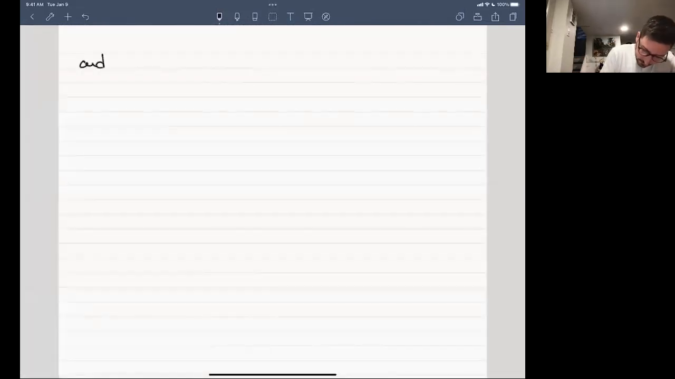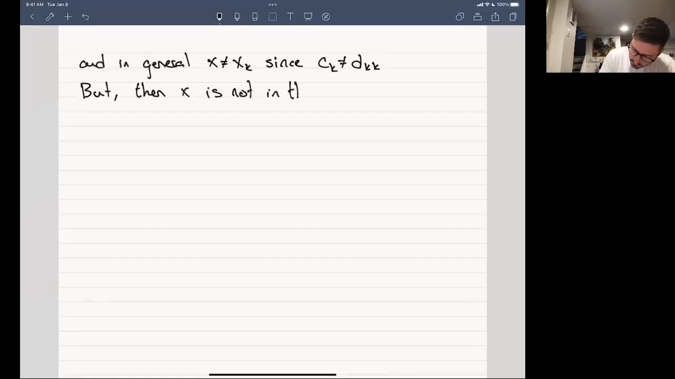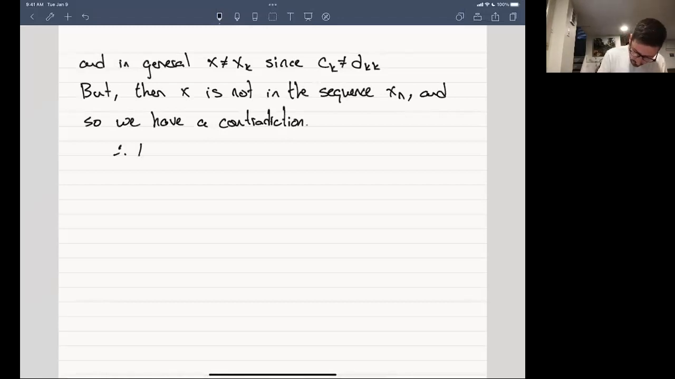And in general, x does not equal xk since ck does not equal the kth element in the decimal expansion of xk. But then x is not in the sequence xn, and so we have a contradiction. Therefore, R is uncountable. So what this shows you is that if you try and list every element of the real numbers, I can always find something that's not in that list.